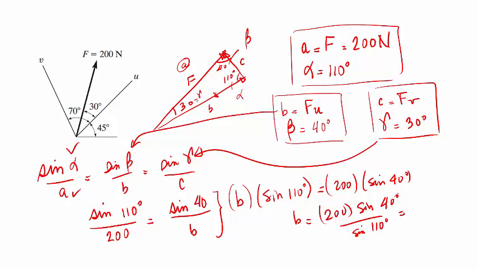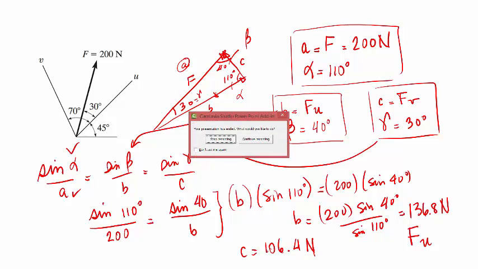So in this case, what we have is B equals 136.8 newtons. Okay, and this is B. Remember, it's FU. You do the same thing for FV, and so I'll give you a few minutes, do the calculation. You can pause this video, and then you should have gotten a value of C equals 106.4 newtons.